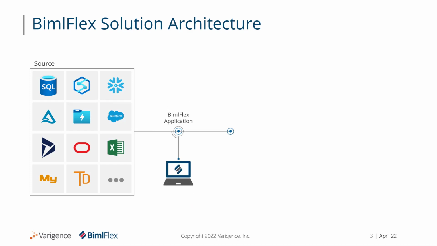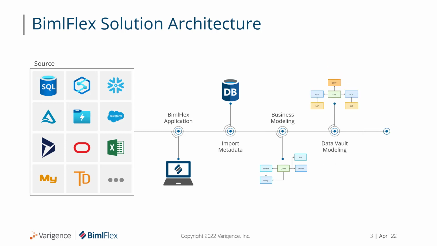So let's look at the BimlFlex solution architecture and what that looks like. Obviously, first of all, you have your sources, then you'll have the BimlFlex application sitting over here. The BimlFlex application connects to your source systems to bring in the metadata. We never touch your data. We never actually read your data. We'll only bring in the metadata. So BimlFlex is one of the few applications that do not actually require access to your data. And then all of that metadata will be persisted in our metadata database. This is the repository where all the metadata is persisted and will be used when you do your builds and your runs.